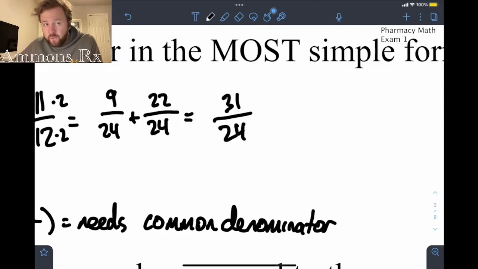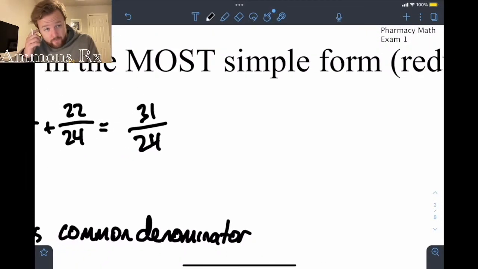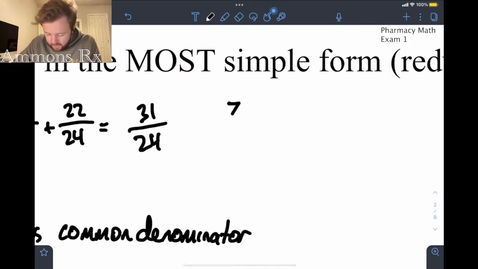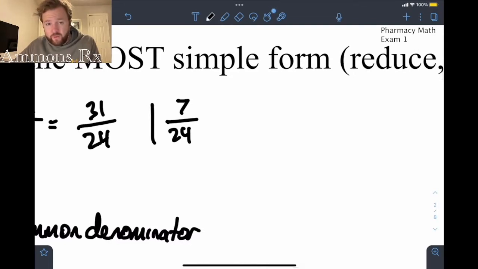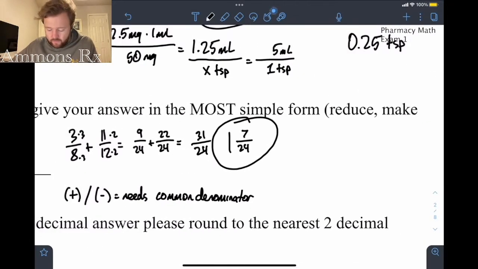Now hold up. 31 over 24, that's not the correct answer because 31 is bigger than 24, so that means you have more of your fraction than you can. So we need to do 31. Sorry, we need to take out 24 of that 31. So that leads us to 7 over 24, and then 1. Do 7 and 24 share a number together? So no, I don't think so. Okay, 1 and 7 24ths.